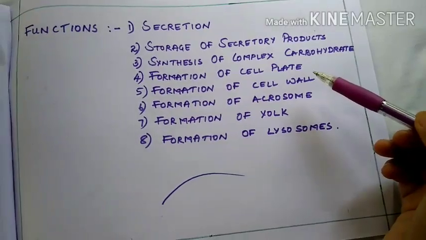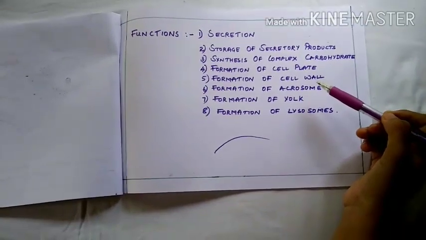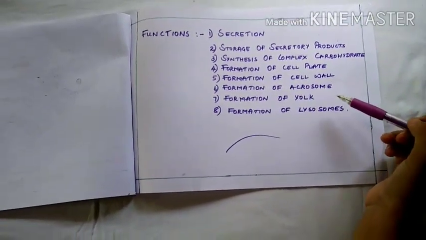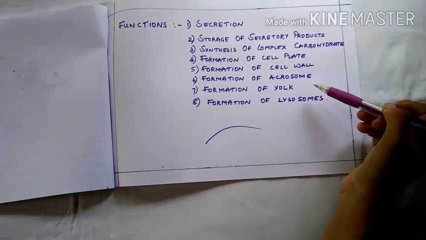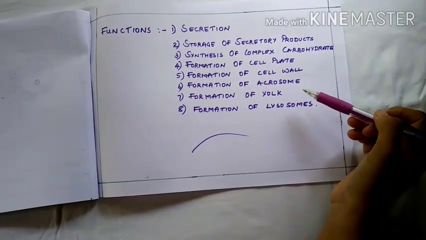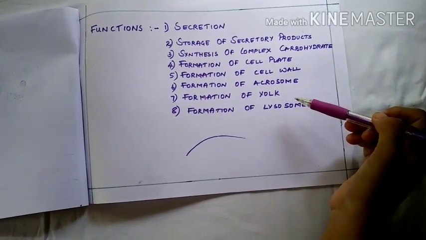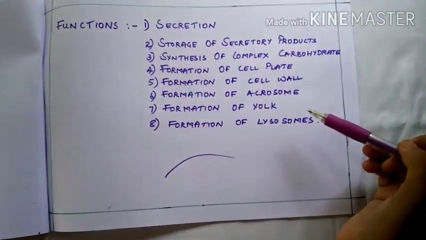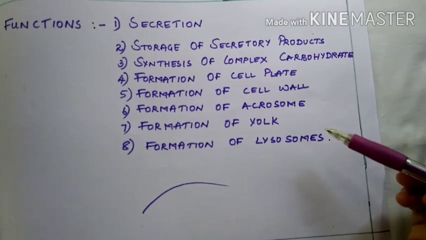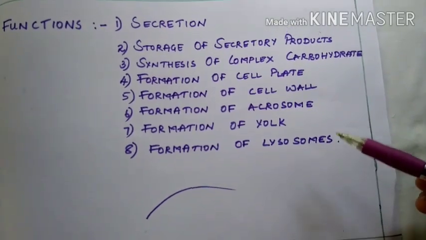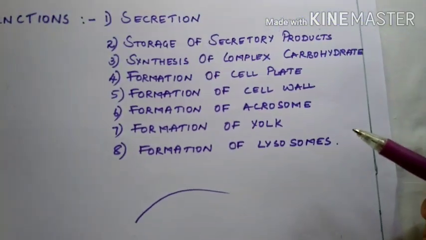Formation of cell plate during the anaphase stage of mitosis is also produced by Golgi complex. Formation of cell wall and formation of acrosome of sperm, which is also a modification and a maturation of the Golgi complex. Formation of yolk, also called vitellogenesis, that is in the case of animal oocytes. Golgi complex is associated with the formation of yolk. Formation of lysosomes from the Golgi complex is also another important function attributed to the Golgi complex.